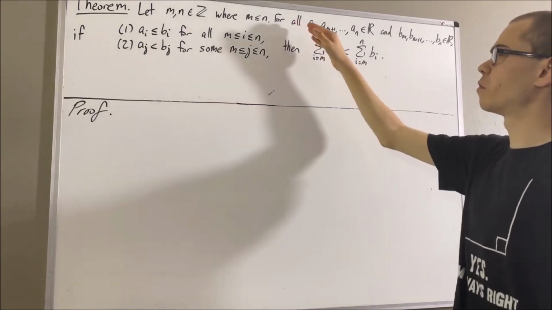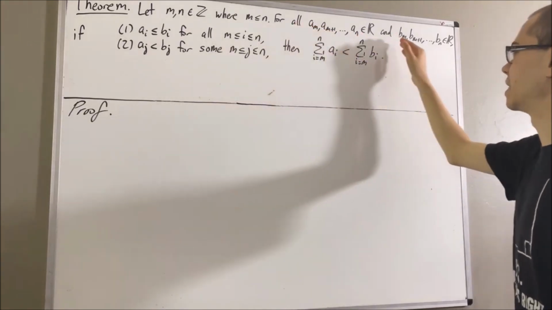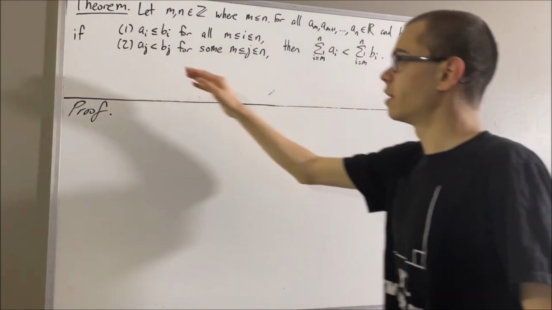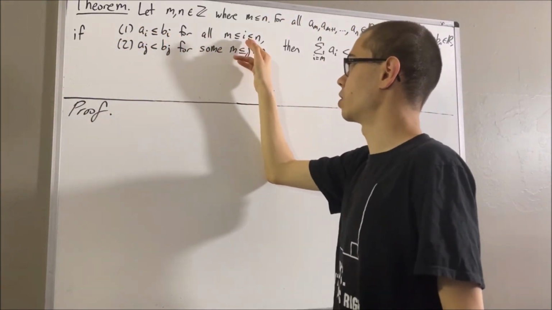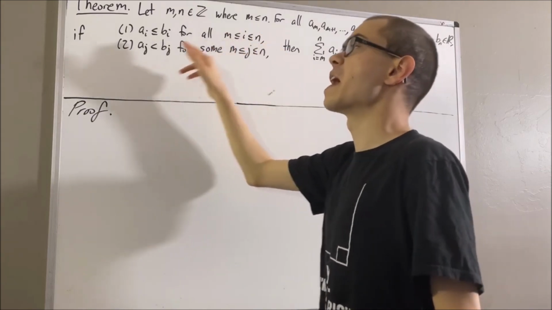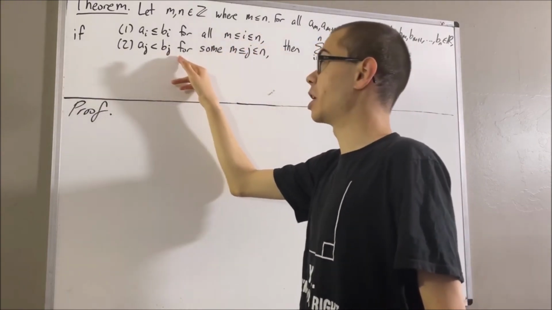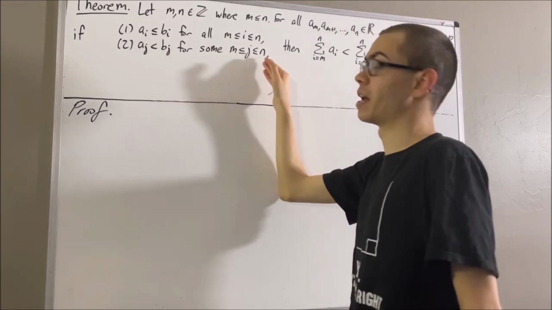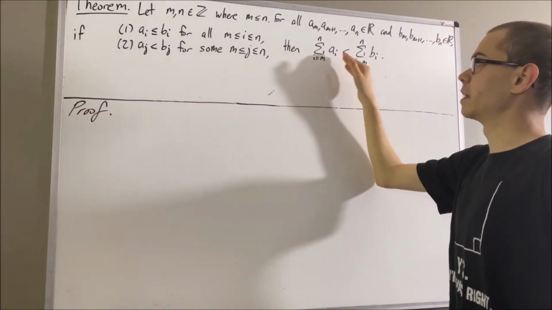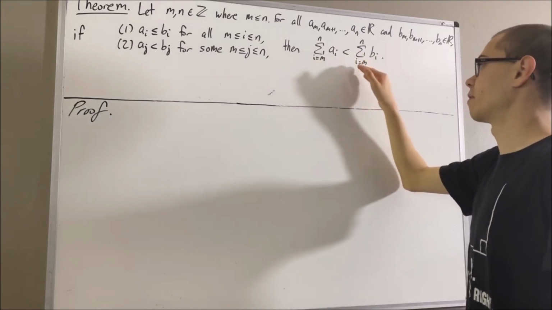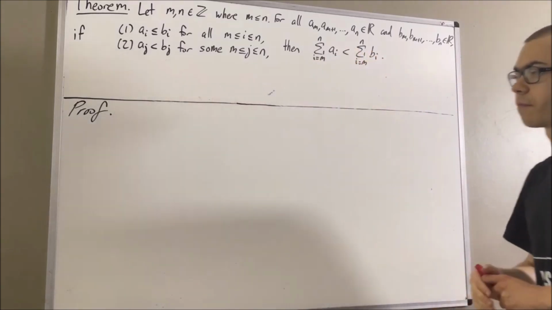Then, for all lists of real numbers a_m through a_n and b_m through b_n, if 1, a_i is less than or equal to b_i for all integers i between m and n, and 2, a_j is strictly less than b_j for some integer j between m and n, then the sum from i equals m to n of a_i is strictly less than the sum from i equals m to n of b_i.